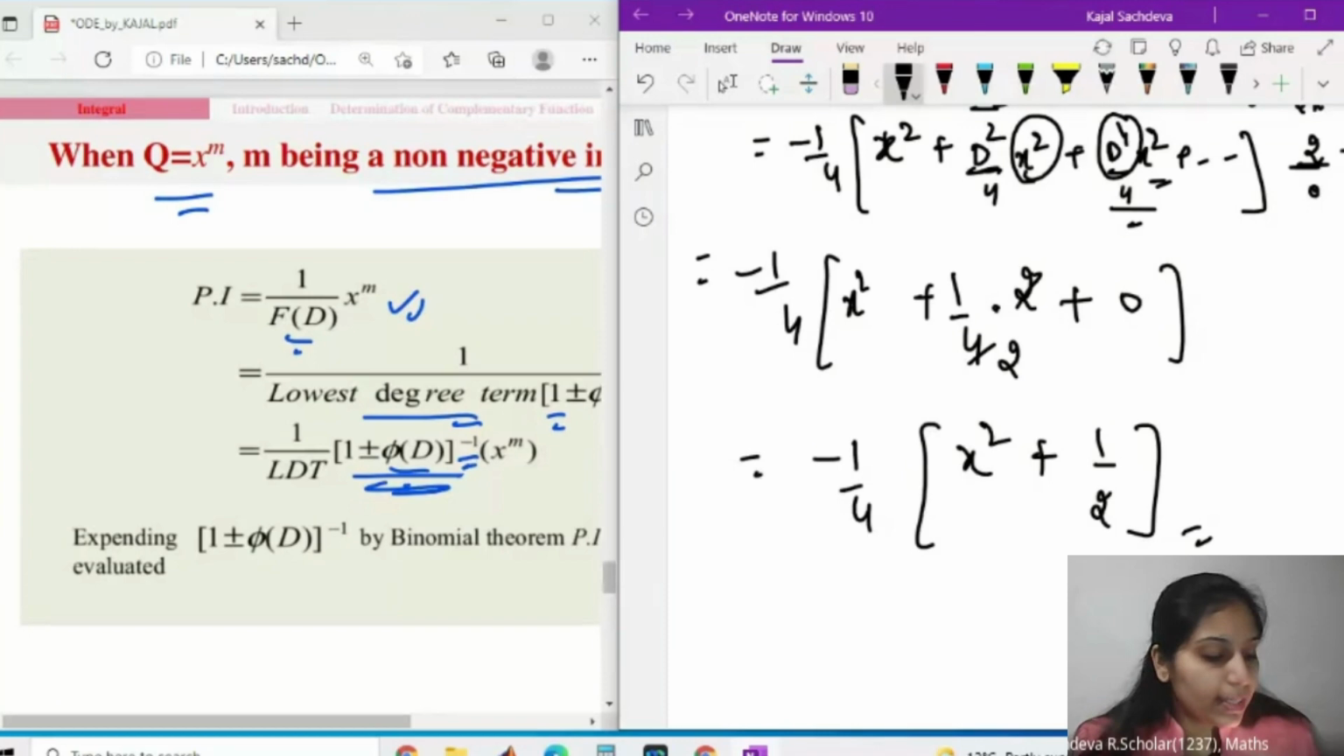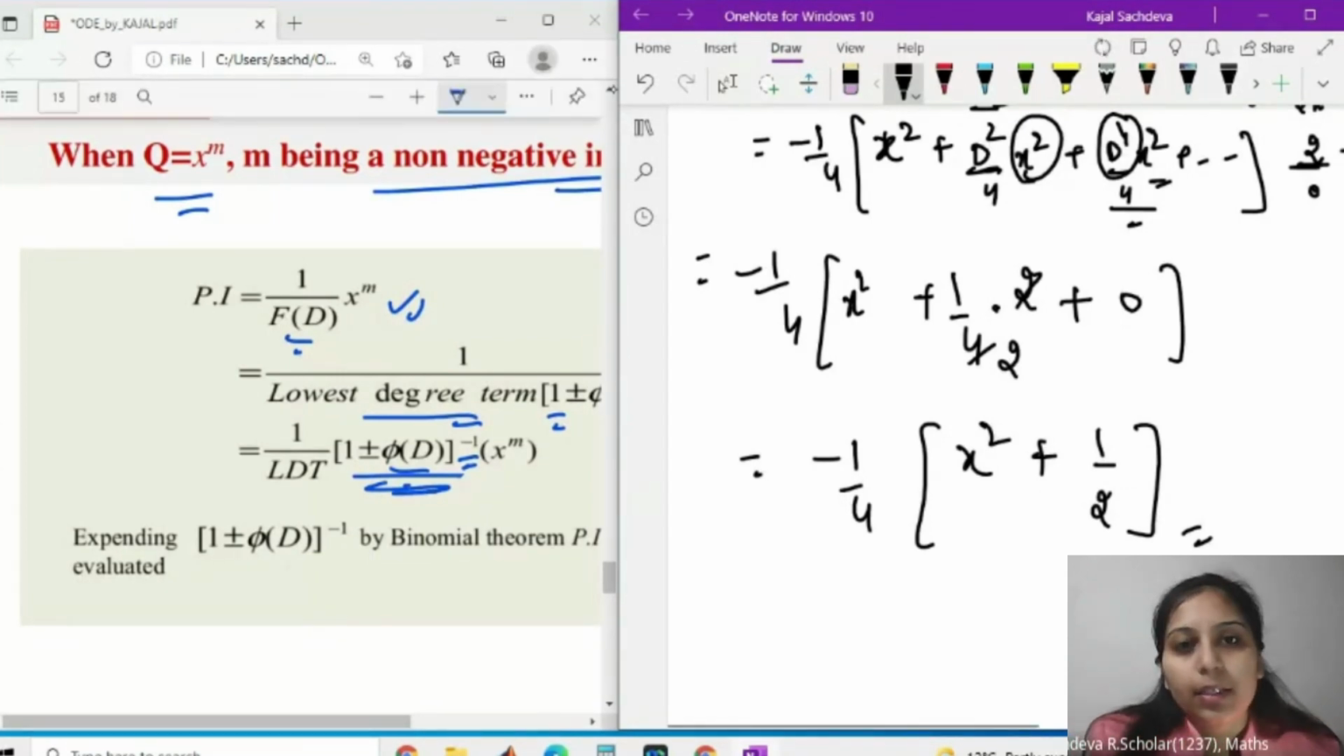So likewise, we can find any solution of PI when we have e raised to power x form, sin(ax + b) form, cos(ax + b) form, or x raised to power m form, or their combination also. If we get a combination of these, just apply one by one, find PI, then combine them. We will get the required answer.